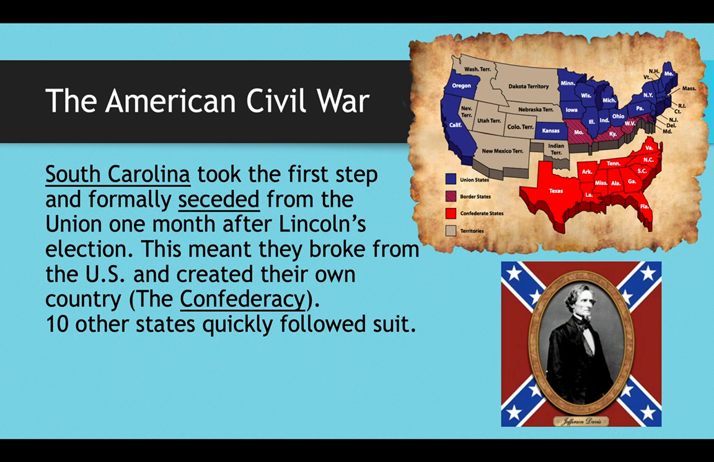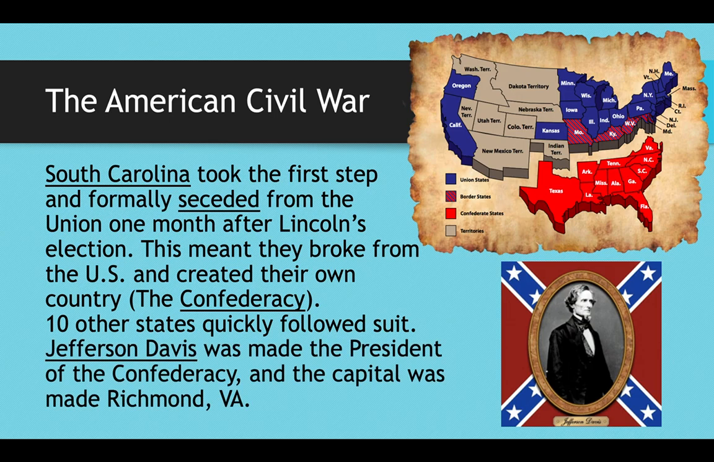South Carolina was the first state to take a step to secede. They seceded in December of 1860, which was a month after Lincoln was elected, but before he was even inaugurated. So the person who stood by and watched all of this secession happen was President James Buchanan. He really didn't do anything about it, to the point where when Lincoln took office in March of 1861, secession had already happened. The country was split in two. So this meant that South Carolina, followed by 10 other states, broke from the U.S. and created their own country that they called the Confederate States of America.